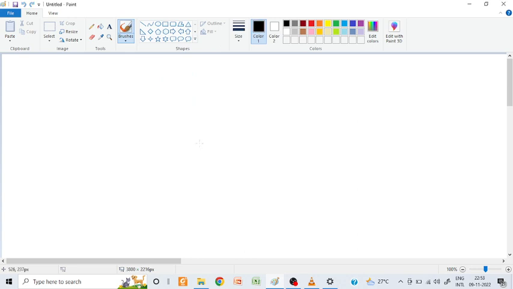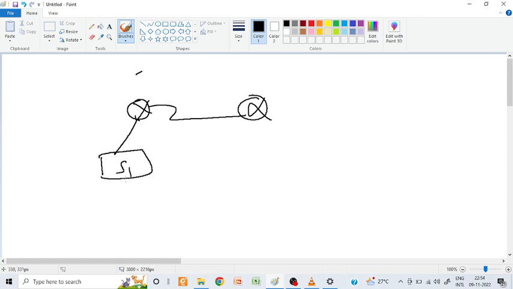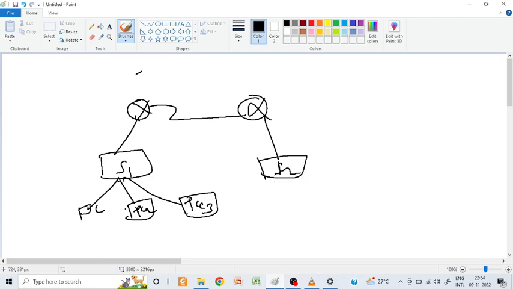Okay, let us take the same environment. Routers are interconnected, and a router is connected with a switch, and the switch is connected with PCs: PC1, PC2, and PC3. Here, the same way, switch 2, with PC1, PC2, and PC3.